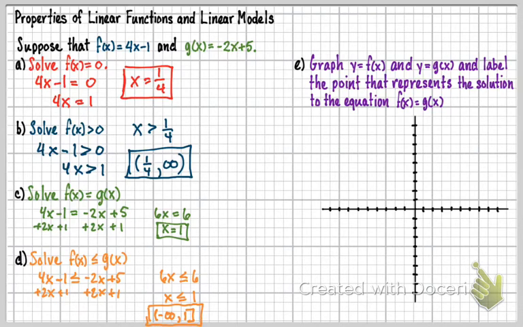Okay, for the last one here, number e, it says graph y equals f of x and y equals g of x, and label the point that represents the solution to the equation f of x equals g of x. So we know what that is now. That's where my x equals 1. And we don't have our y value, but we didn't need it here because we're solving for x. But for this one, we're going to have to write the ordered pair down. So we're just going to graph these. They're in slope-intercept form, so it'll make it easy to graph. So I know that my slope is 4 and my y-intercept is negative 1.